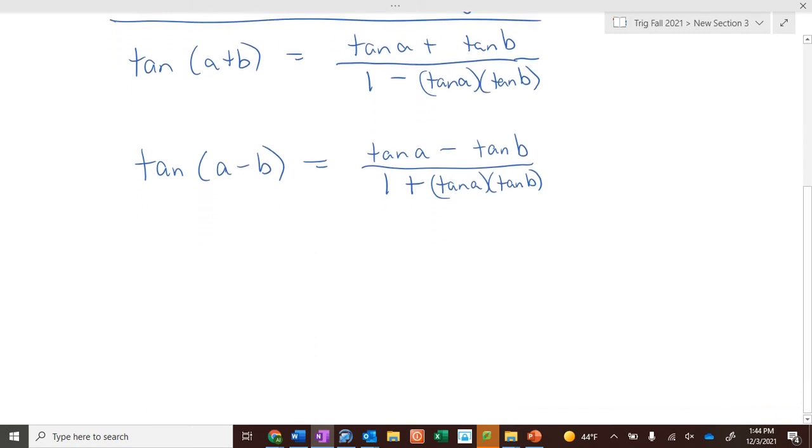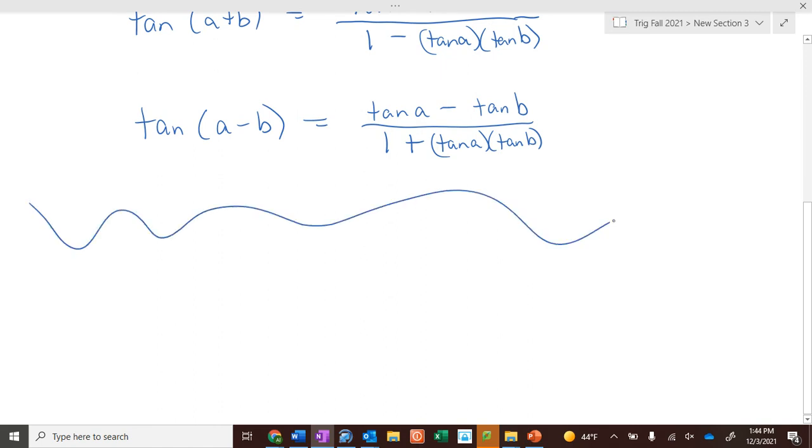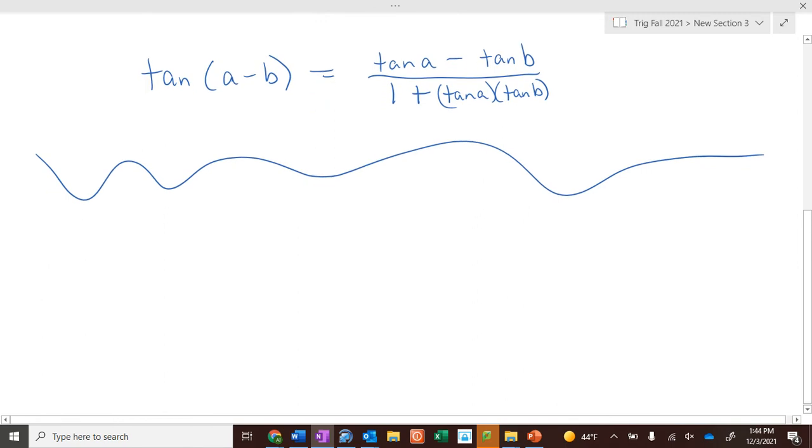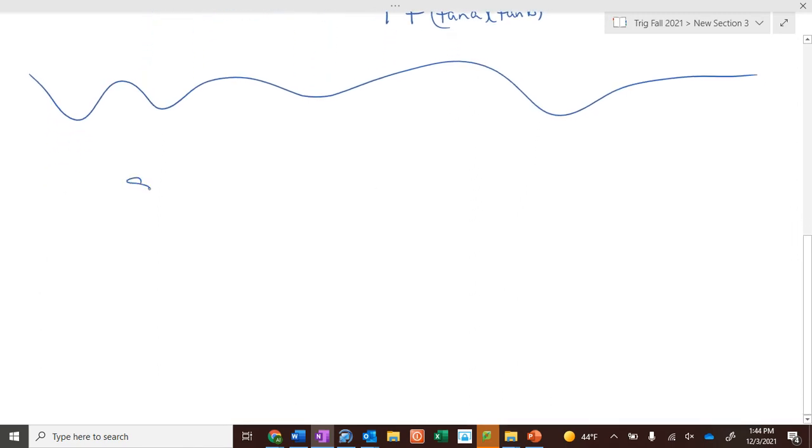Okay, ready for examples? This stuff doesn't go on your note card. You don't put the examples on your note card. Let's take an easy one at the start. The sine of 195 degrees.